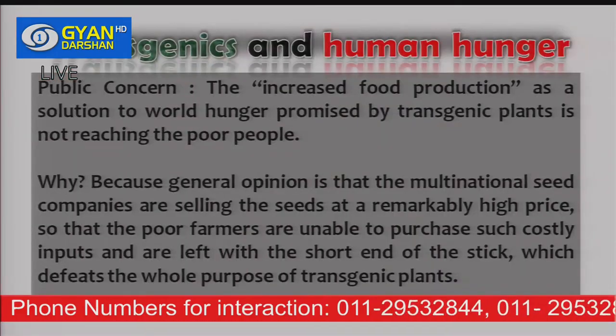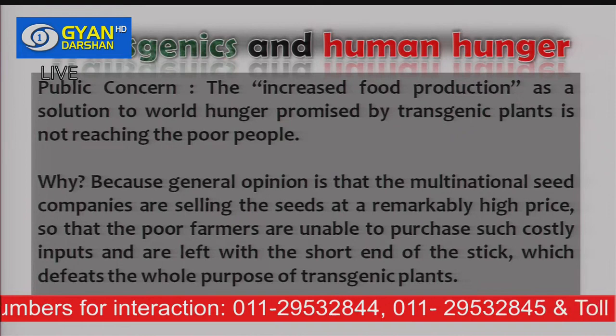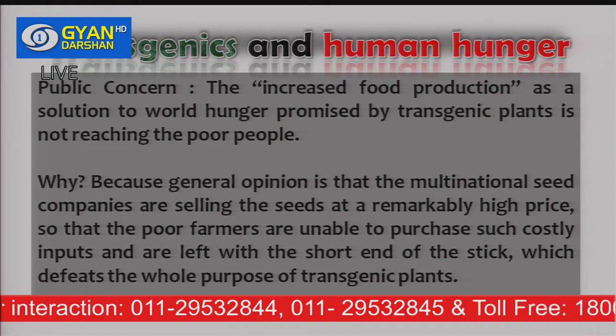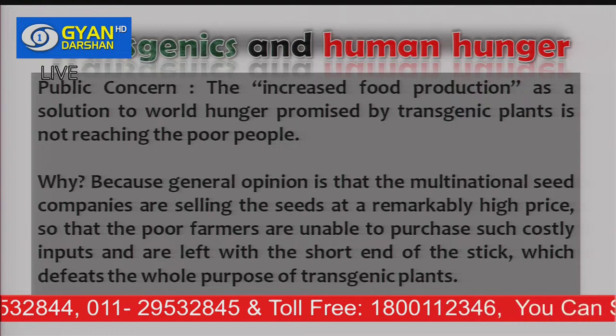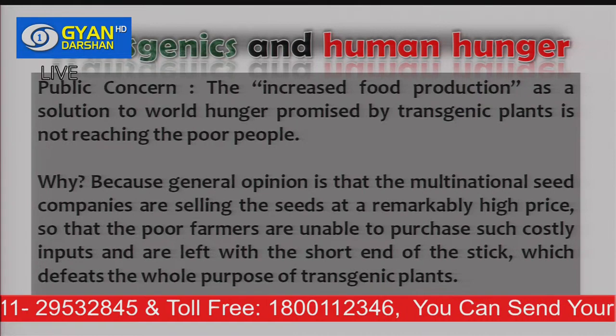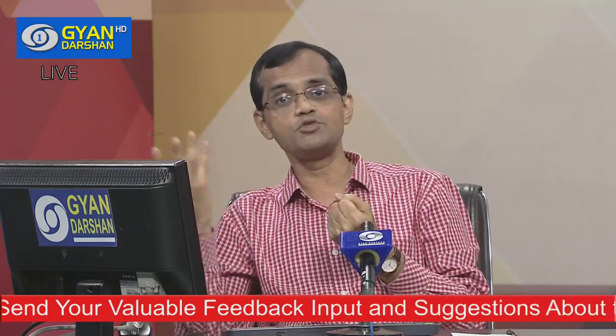The general opinion is that the multinational seed companies are selling the seeds at a very high price. Poor farmers are incapable of purchasing the seeds because the multinational companies are selling the transgenic seeds and trying to keep them as their monopoly. Whenever the farmers approach these multinational companies, they have to pay very high. So the common perception is that it is not reaching the common mass. It is not reaching the poor farmers.